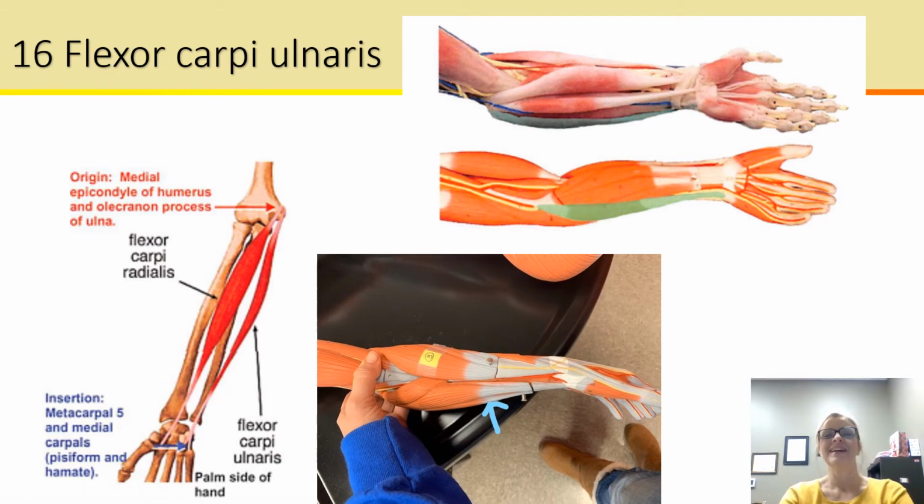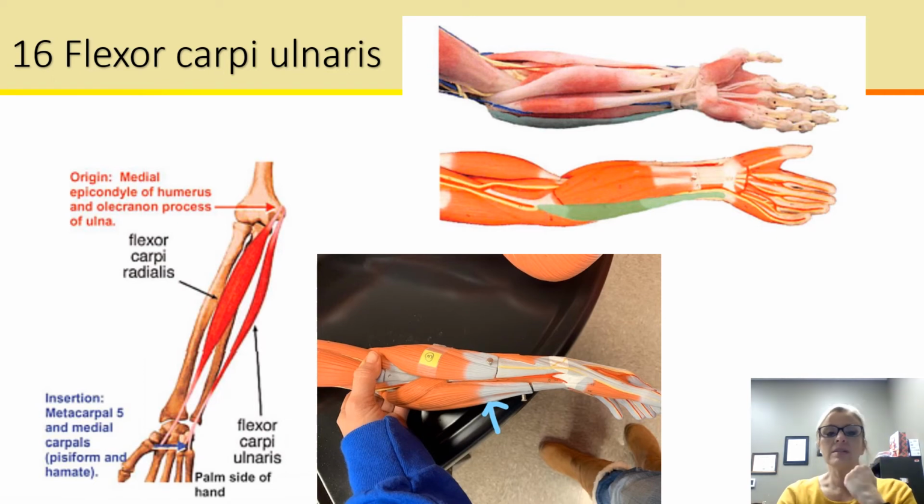flexor carpi ulnaris. Flexor carpi ulnaris, all right. And in the one picture, you can see the radialis and the ulnaris, and that's a good picture to kind of study so that you can tell these apart. There's a lot of arm muscles, and they look very, very similar, so you have to really pay attention to the origin and insertion on a lot of these, okay? And so this is the wrist bender of the ulna.